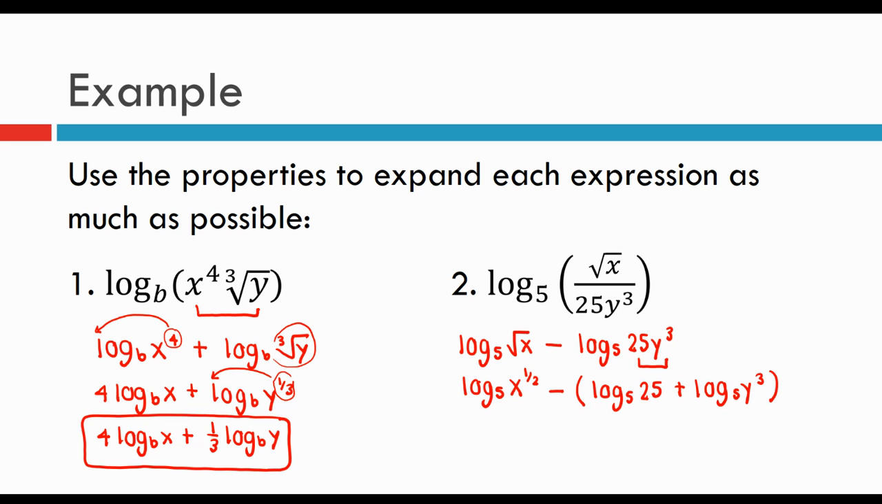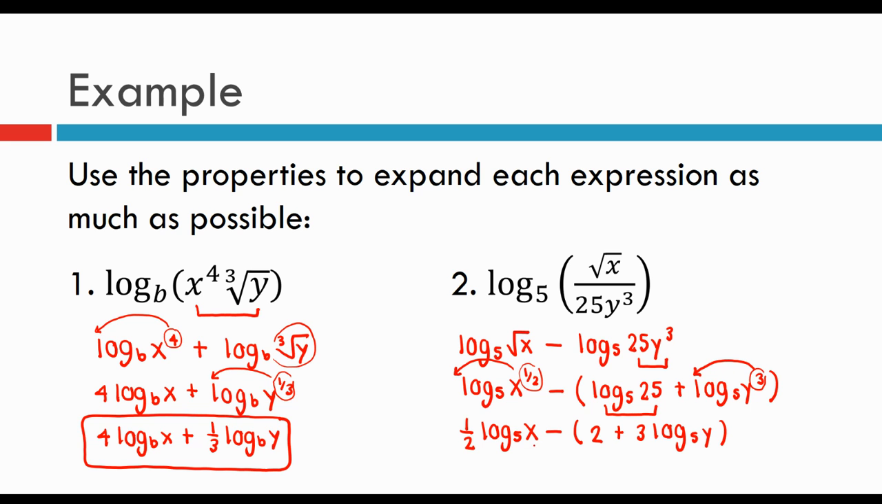Okay, we're still not done. I noticed that in the first term, we have an exponent. So using the product rule, I'm going to move it out in front. So we'll have 1/2 log base 5 of x. Notice that we have log base 5 of 25. Well, I can simplify that. 5 to what power is 25? Well, 5 squared is. Notice that in this third term, we have an exponent. So using the product rule, I'm going to move it out in front. So we'll have 3 times log base 5 of y.